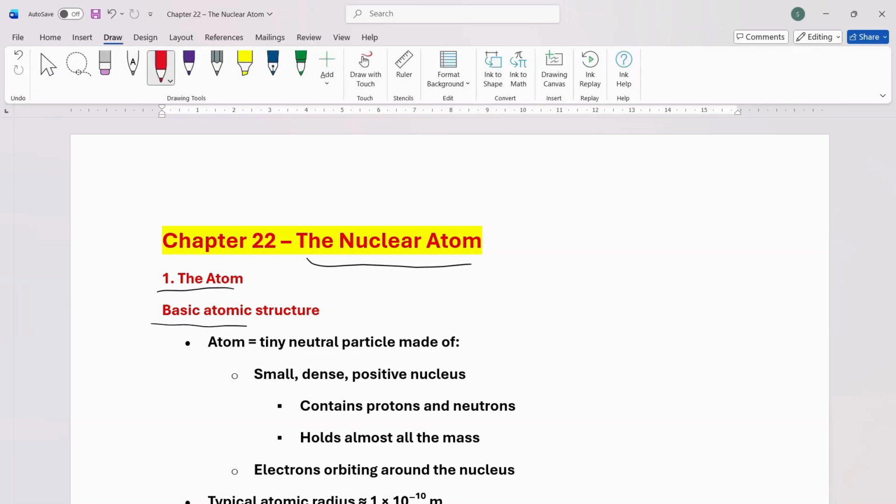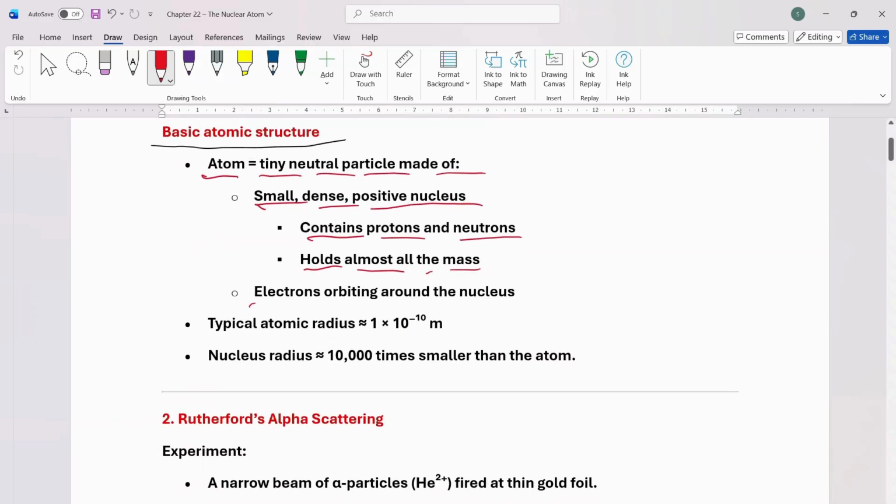The atom, basic atomic structure. An atom is a tiny neutral particle made of a small, dense, positive nucleus, which contains protons and neutrons and holds almost all the mass, with electrons orbiting around the nucleus. Typical atomic radius is 1 × 10^-10 meters. The nucleus radius is 10,000 times smaller than the atom.